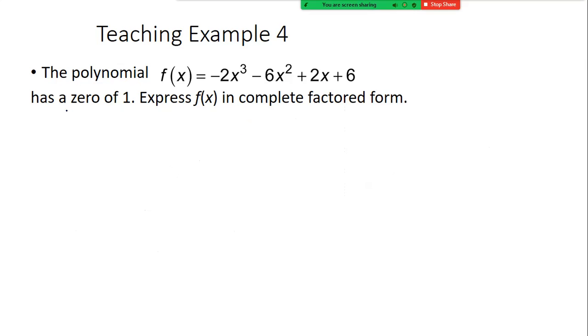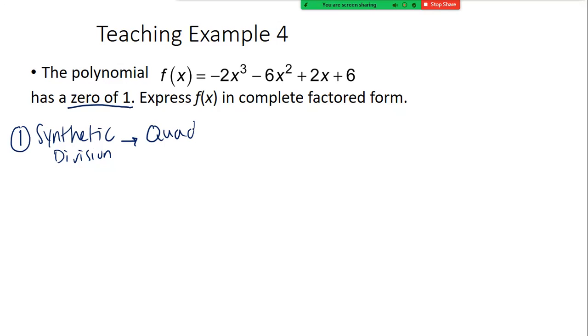So it tells us our zero. It gave us that one of our zeros is 1. When you're given a zero, you're gonna use synthetic division. We're gonna use synthetic division to make this a quadratic. So synthetic's goal is to turn this into a quadratic for us.